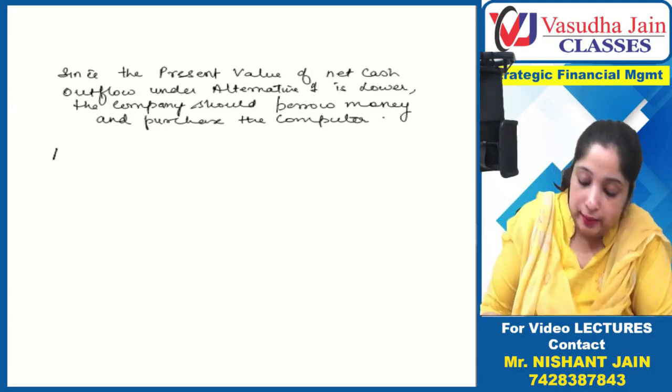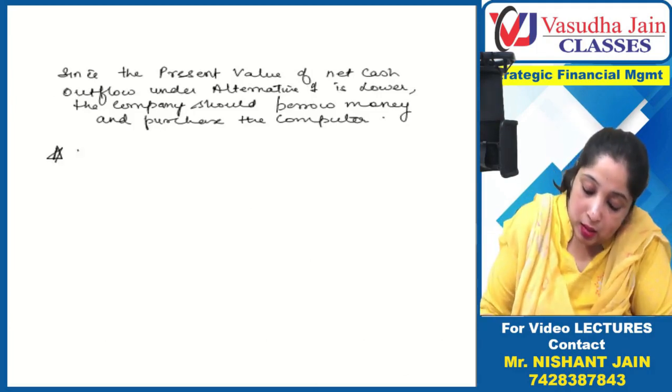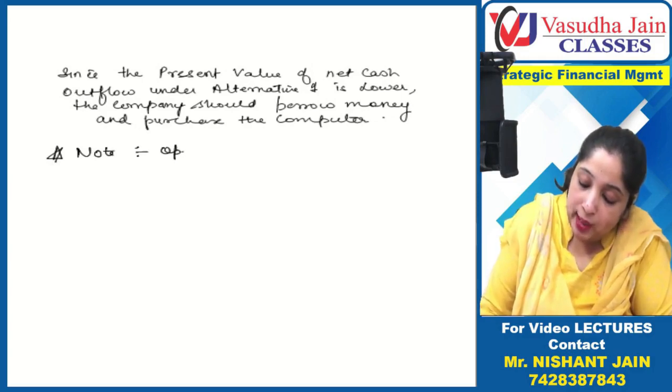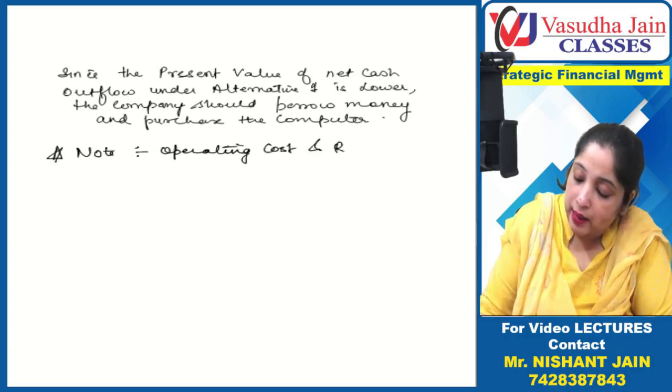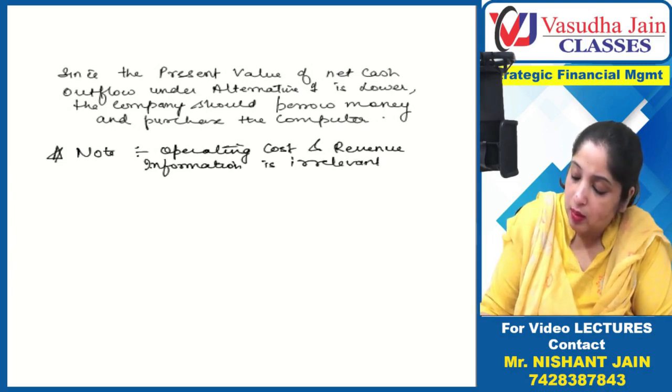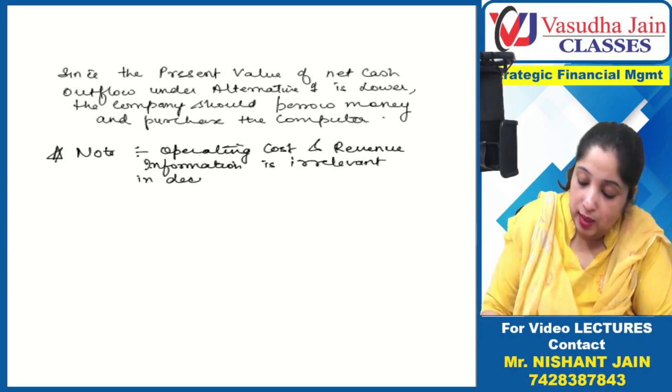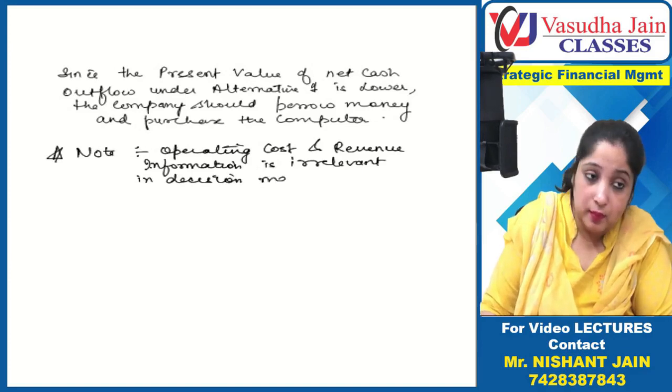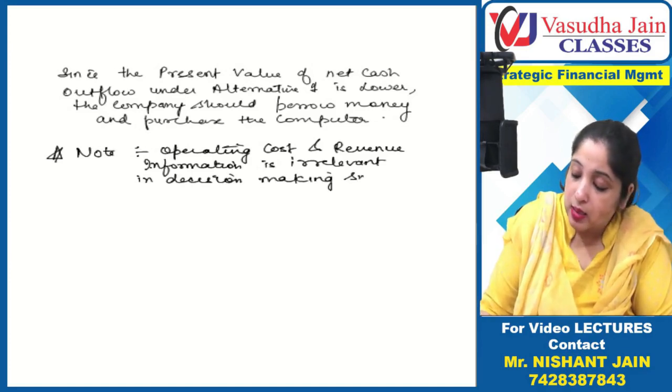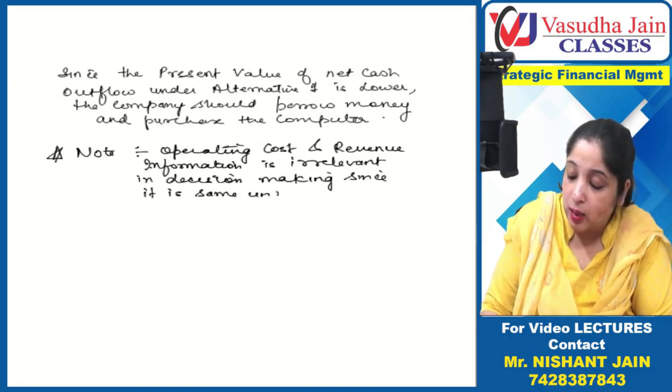What note are we going to write? Note: operating cost and revenue information is irrelevant in decision making, since it is the same under both options.